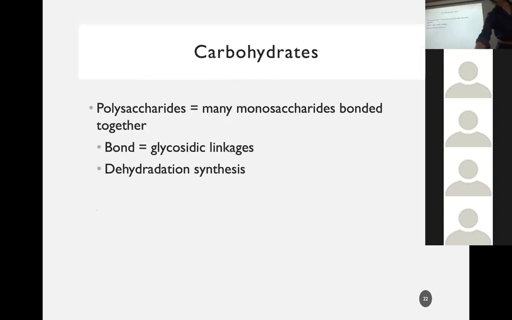All right, then we get into the polysaccharides. So poly means many. So now we're putting a bunch of those monosaccharides together. So more than just two, basically. Bond, same name, glycosidic linkage, same as with the disaccharides. That link between each monomer subunit is still just a glycosidic linkage formed by the same reaction, dehydration synthesis. So nothing different, just many more pieces put together now.